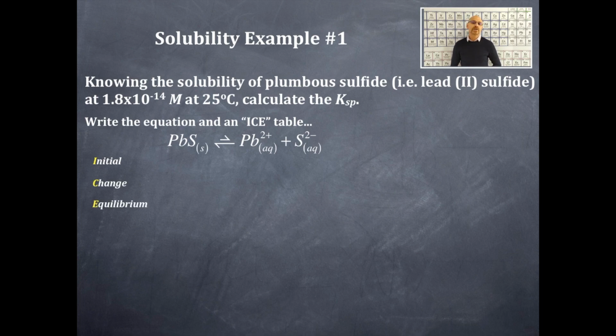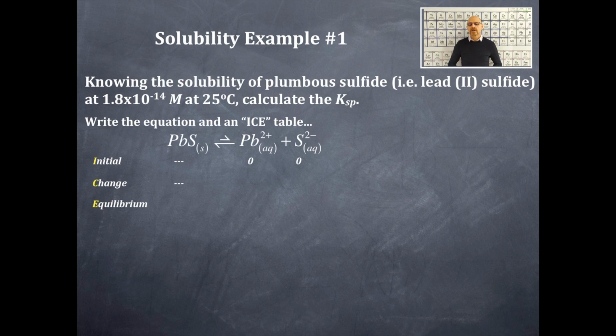Now, when we are doing the Ksp expression, what are not included here? Solids and liquids. Solids specifically are not included, so we really don't care about the concentration of the plumbous sulfide solid, because it's not included in the K expression, so we can actually ignore that. That's why we're going to draw a line right there. What are the initial concentrations of the lead and the sulfide respectively? That would be 0 and 0, just like we have done for every single equilibrium equation thus far.